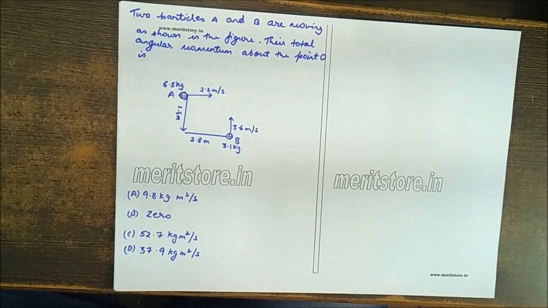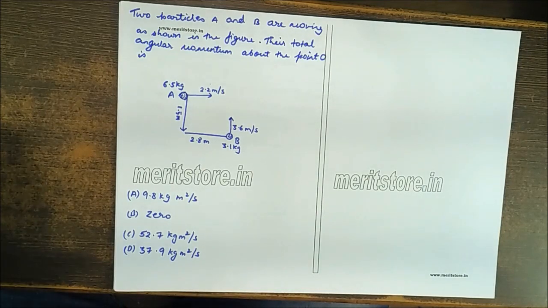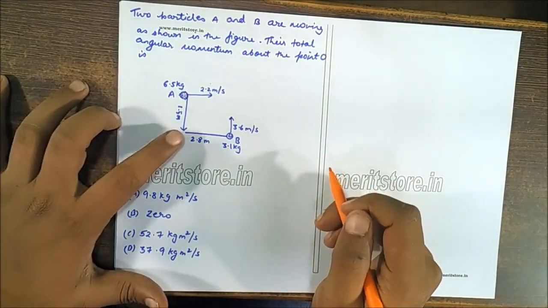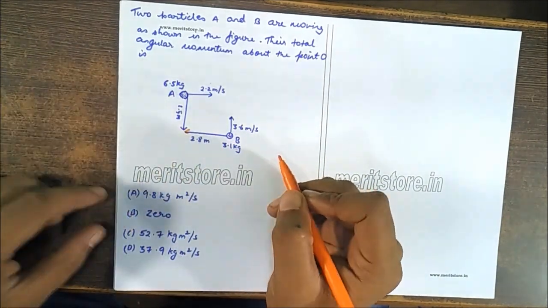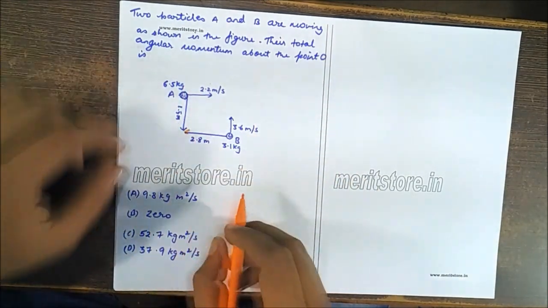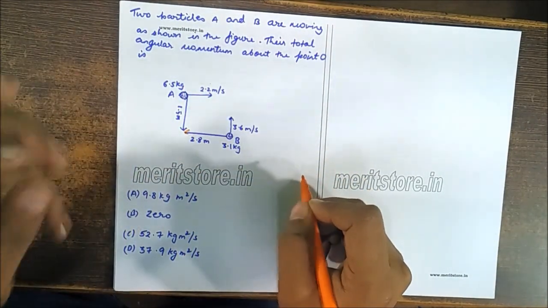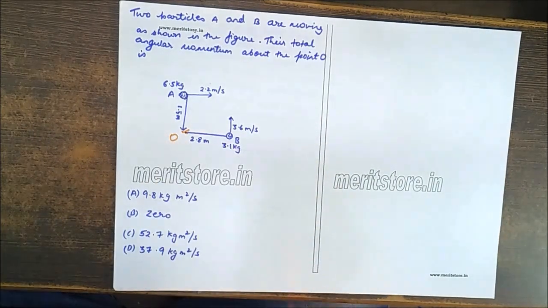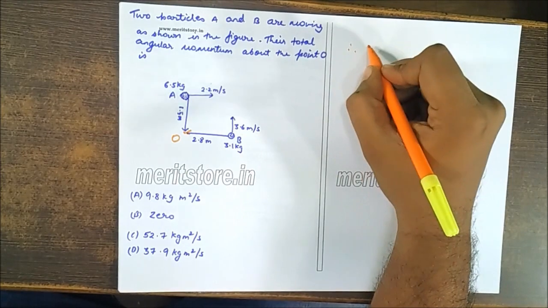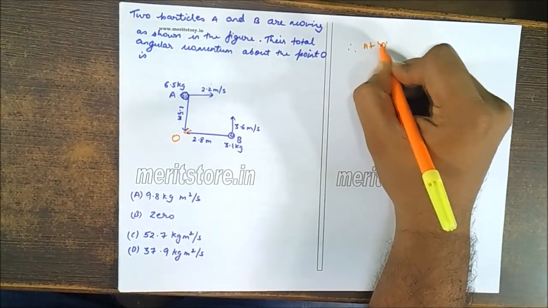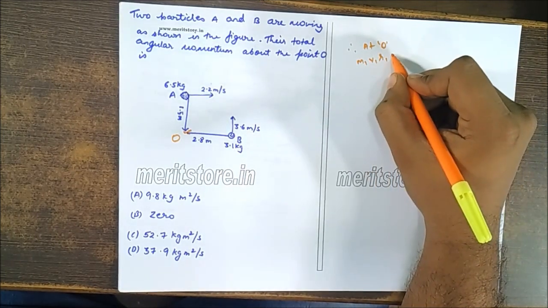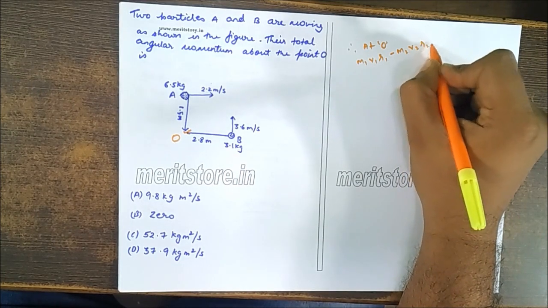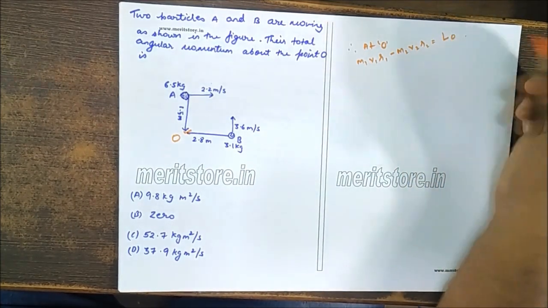Now the next question: two particles A and B are moving as shown in the figure. Their total angular momentum about point O is required. Since they are moving, I'll take the vector sum, but one will go in the opposite direction, so we have to subtract the angular momentum to get the effective angular momentum at point O. Therefore, at O, M1 V1 R1, which is the angular momentum, minus M2 V2 R2 equals LO.